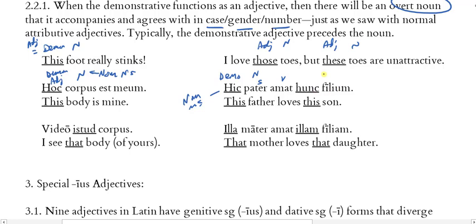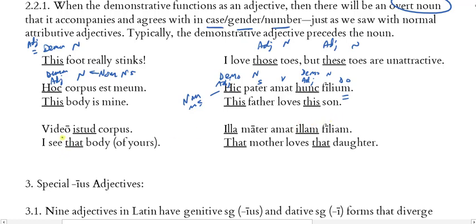And then my direct object here, filium, is preceded by a demonstrative, and it's functioning how? This is an adjective, just like the demonstrative hic is an adjective here. Hunc filium. Which son does this father love? Hunc filium, this son. And it's accusative because it's matching the accusative direct object filium. Okay. Now, those are near demonstratives.